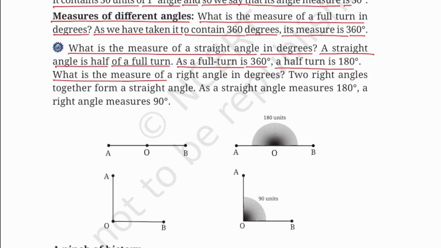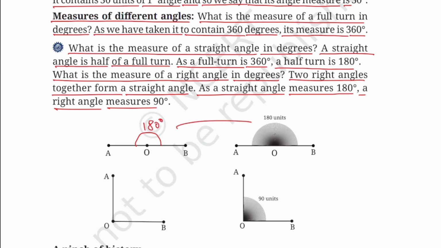What is the measure of a right angle in degrees? Two right angles together form a straight angle. As a straight angle measures 180 degree, a right angle measures 90 degree. You can see this is a straight angle, so this is 180 degree. This is a right angle, so this is 90 degree.